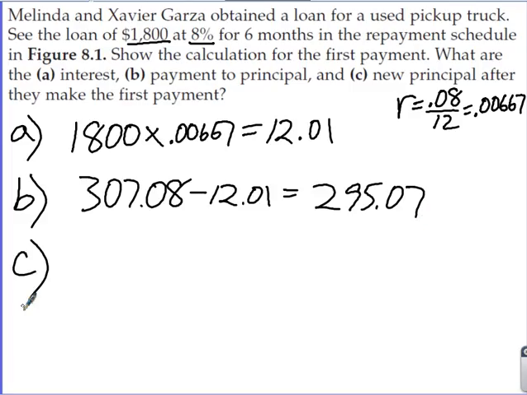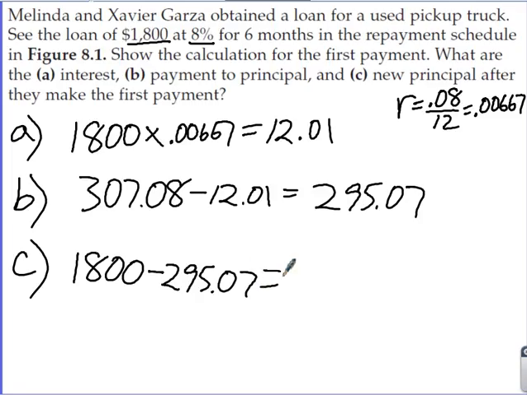C wants us to find the new principal. Okay? The new principal is how much we previously owed minus what we're paying off. Okay, so $1,800 is how much we previously owed minus what we paid off with one payment. So $1,800 minus 295.07 is 1504.93.